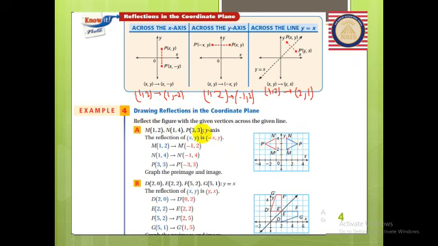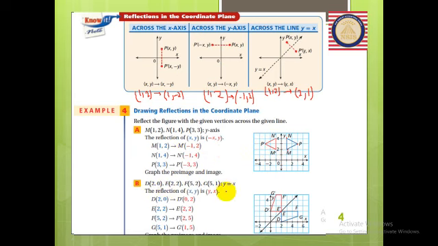He wants you to reflect it across the y-axis. What is the rule for the y-axis? That each x will be opposite. So 1 will be negative 1, 1 will be negative 1, 3 will be negative 3. And what about the y? The y will be the same. So 2 will be 2, 4, 4, 3, 3. Okay? Then plot the image points here and connect them together. Easy one. Okay? Very good.